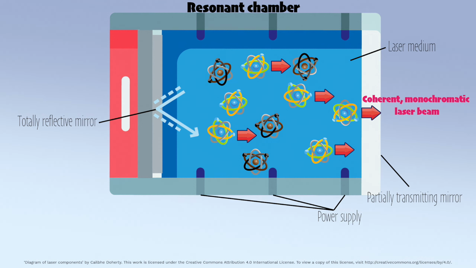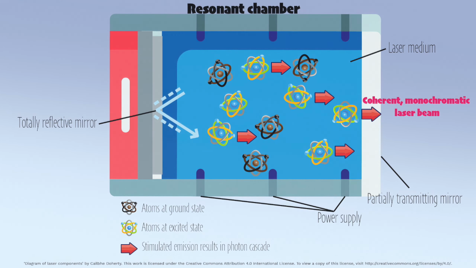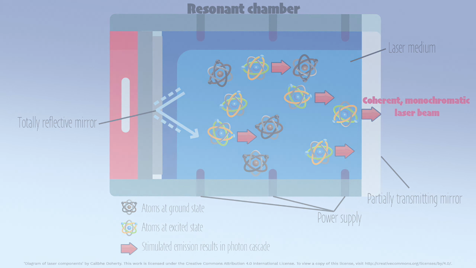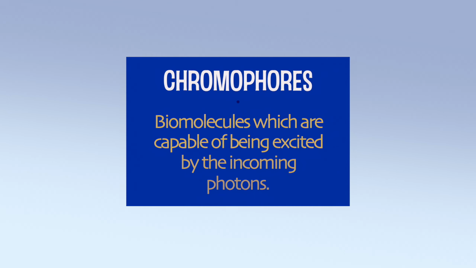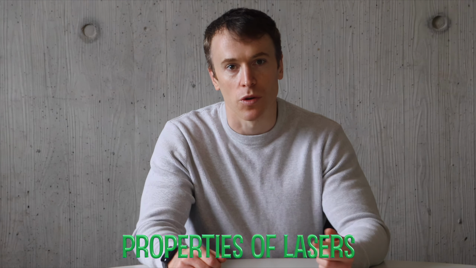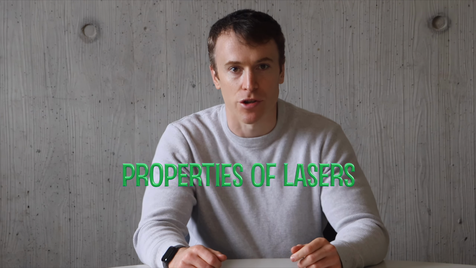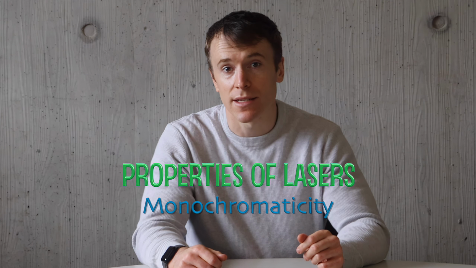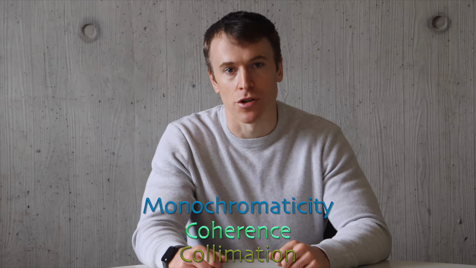These photons reflect back and forth between the mirrors of the resonant chamber, some of which reflect all of the photons, and others which reflect only some of them, and then they ultimately exit the device, where they are directed to a target tissue. These target tissues contain chromophores, or biomolecules, which are capable of being excited by the incoming photons. The way lasers are produced means that they have some unique properties when compared to other forms of electromagnetic radiation, and these include monochromaticity, coherence, and collimation.